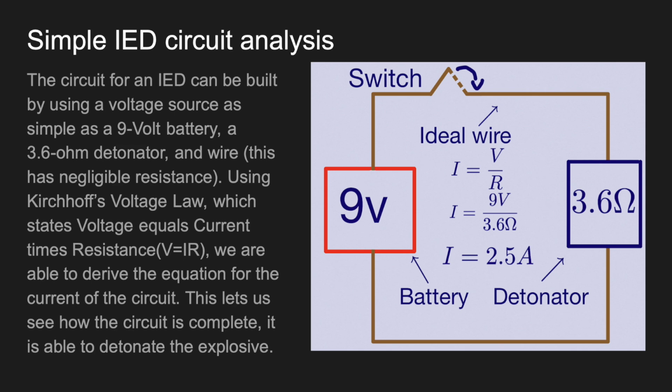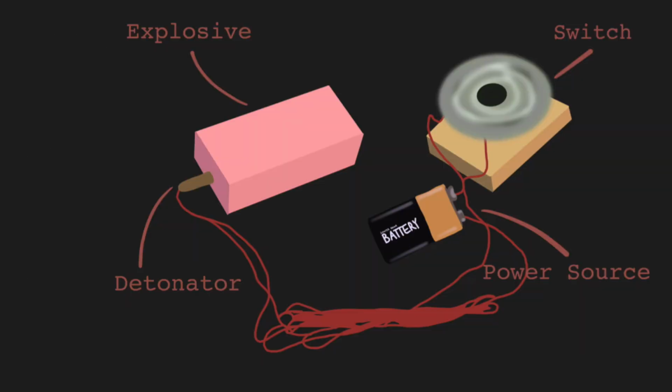Here's Harris to explain more about the circuit. So in this circuit, we have a battery which is attached to our load, which in this case is an explosive, along with a detonator on top. Now, all this is coupled to a switch, and it's all dependent on this switch.